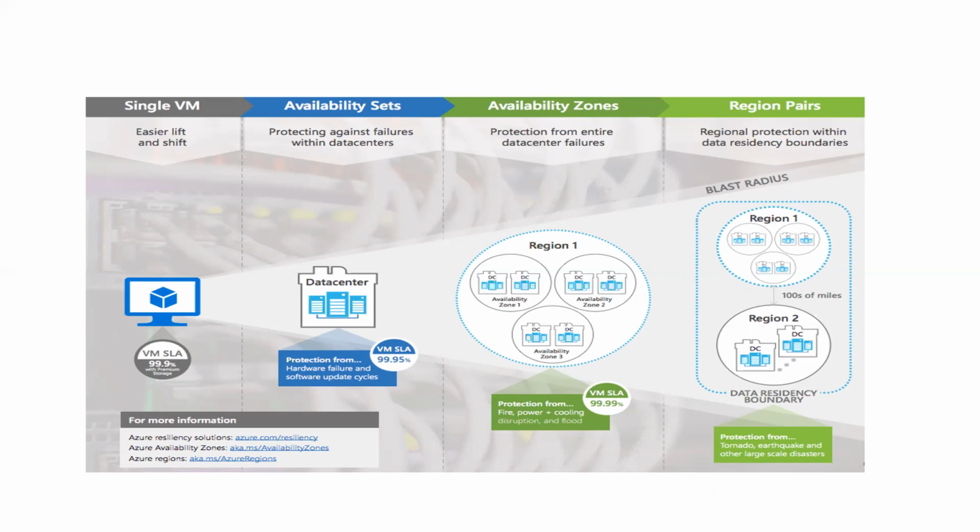Next is region pairing. Every location has multiple regions. So in US, we have East US and West US, which are hundreds of miles apart. So if there is a natural calamity like a tornado, earthquake, or any other disaster, region pairing is going to make sure that if the entire region goes down because of one natural calamity, then your machines are up and running in some other region. So this was about availability sets, availability zones, and region pairing. Now let's go to the portal, and I'm going to show you how we can create a virtual machine and how we can choose different options like availability sets and availability zones.